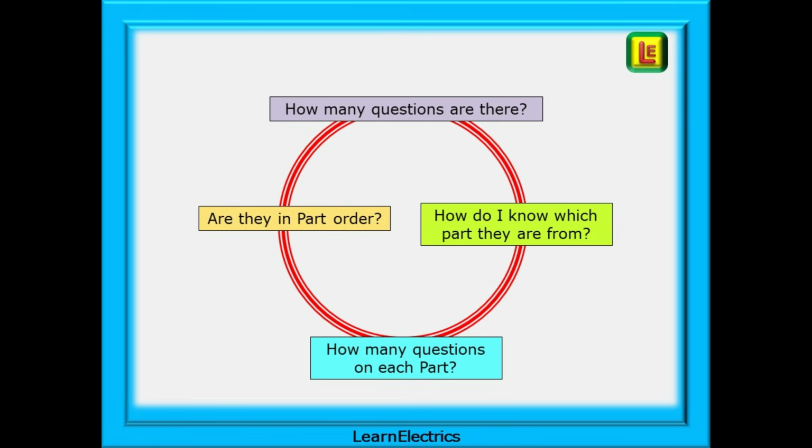Frequently asked: how many questions are there? Are the questions in any particular order as you go through the exam? How do I know which part of the book they are from? And how many questions are there on each part?